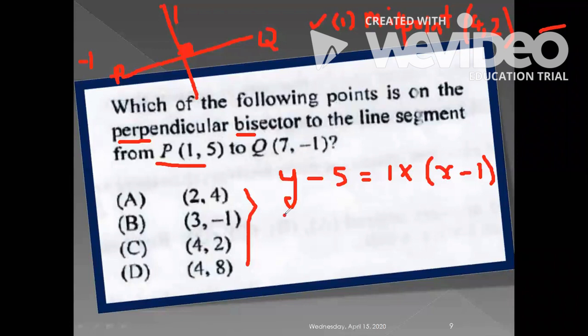Very wicked question. I don't like it at all as a multiple choice. No, one times anything in the bracket will give back the same thing.